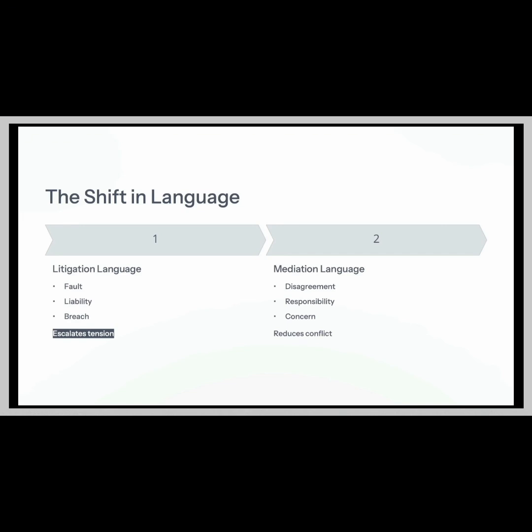So you can see some litigation language here: fault, liability, breach. And then we have the mediation language. An example is, it appears there may be a disagreement regarding responsibility for the contractual obligations. This phrasing acknowledges the dispute without assigning blame. It maintains neutrality and it keeps both parties engaged in finding a solution. We can see some mediation language here: disagreement, responsibility, and concern. This reduces conflict.